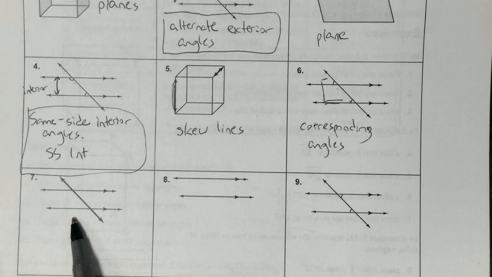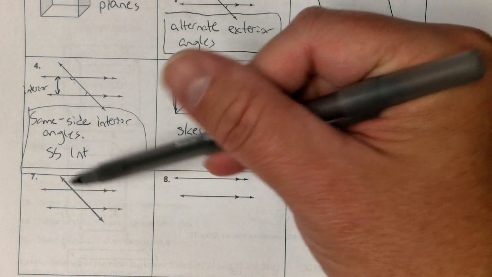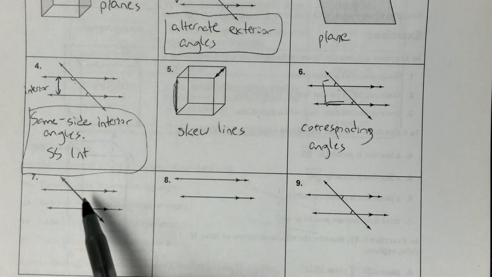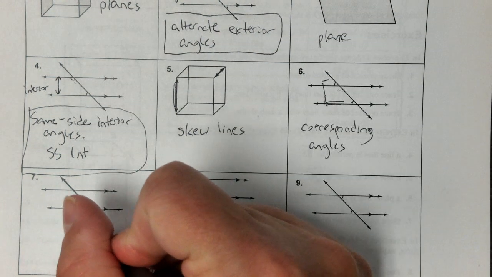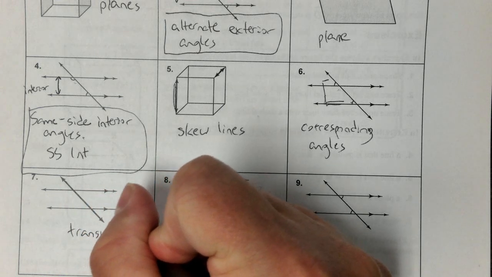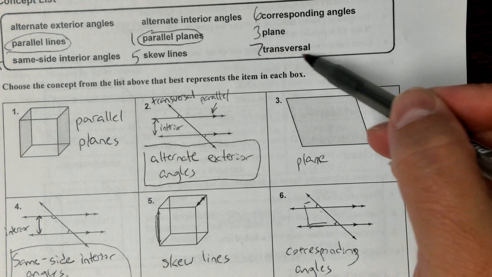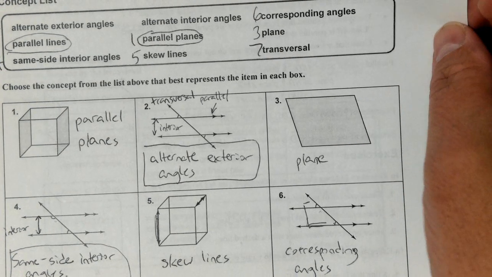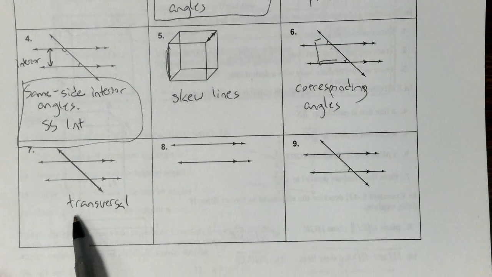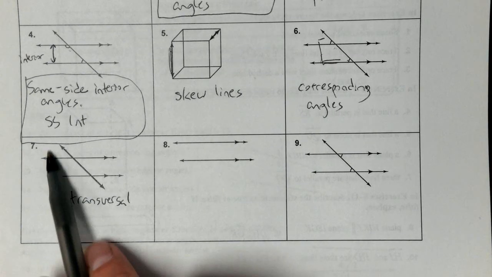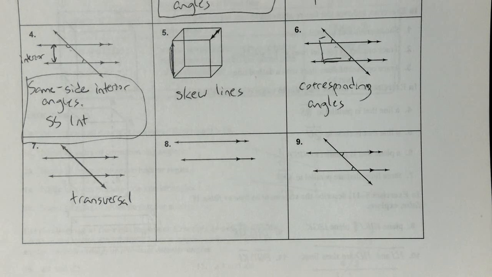Number 7, this one, what's darkened is this line, and we've talked about it a little bit on these others, but that's called the transversal. So that's number 7. If you need to see the spelling of it, it's right there. Transversal is the cutting line.